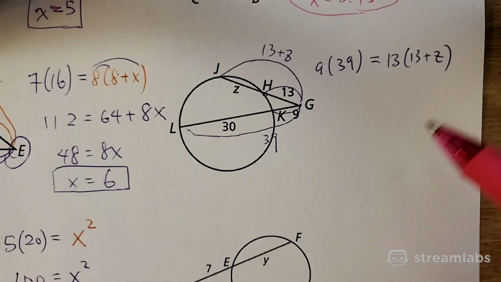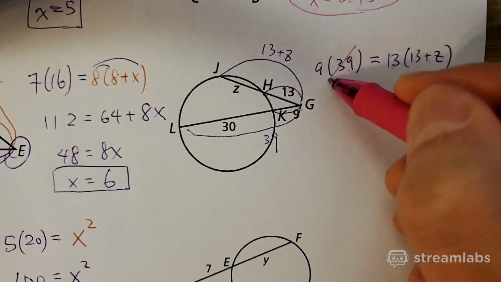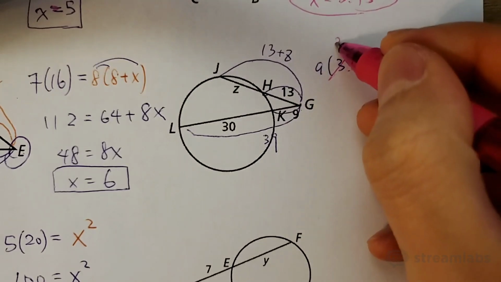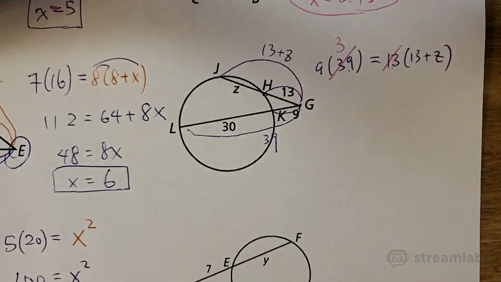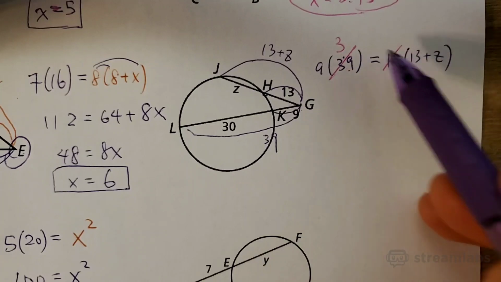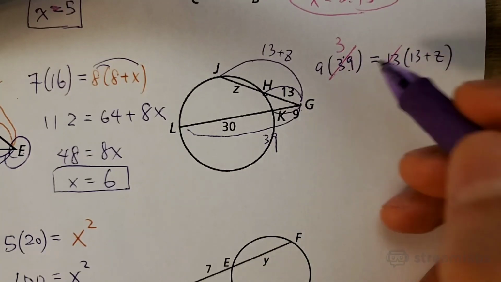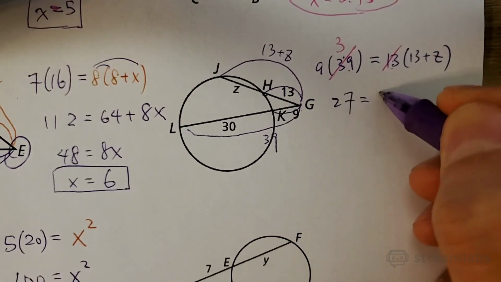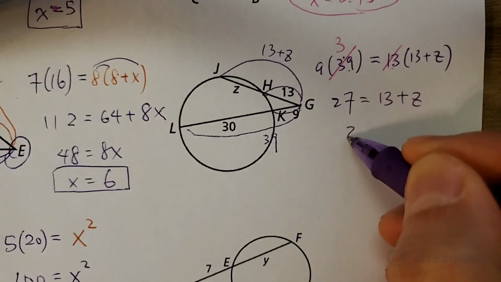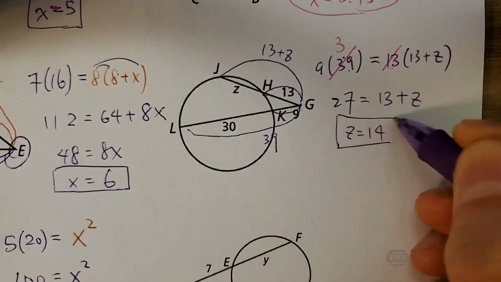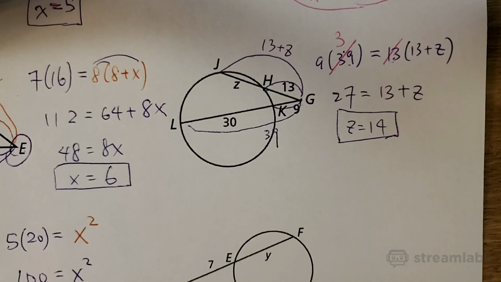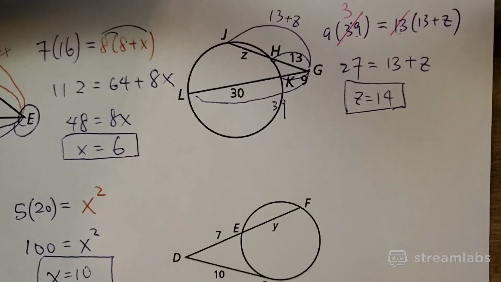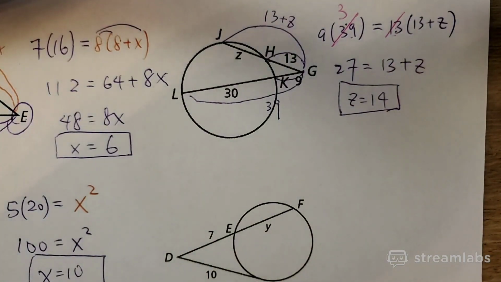So 39 and 13 actually goes in, right? So it'll be 3, right? 13 and 39, 3 times 13 is 39. Okay, so multiply it together. 27 equals 13 plus z. So z should end up being 14. Okay with this one? No matter how you do it, as long as your setup is correct, your answer should be the same. Okay.